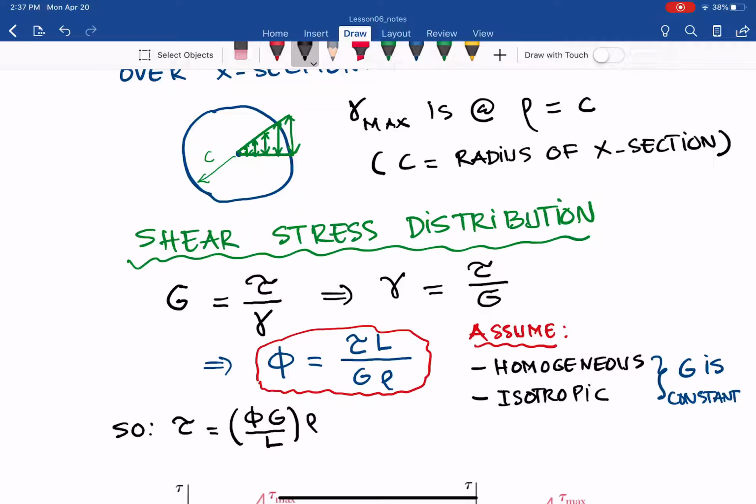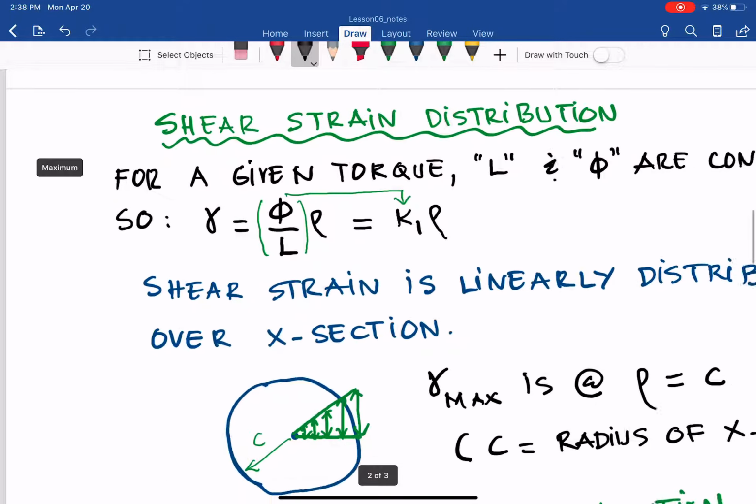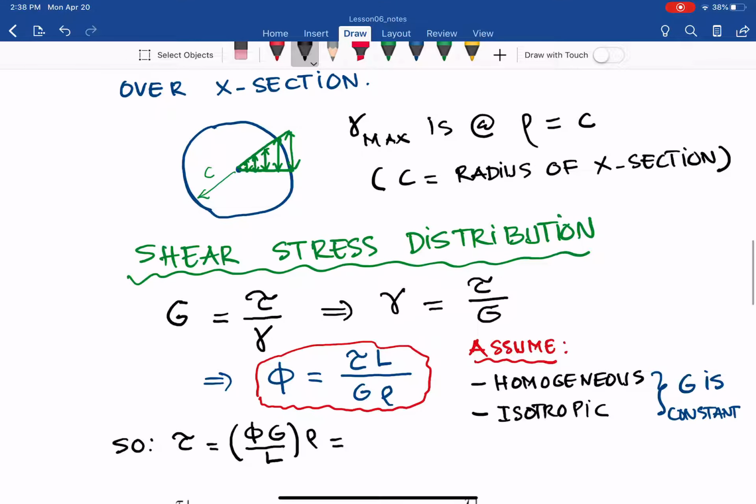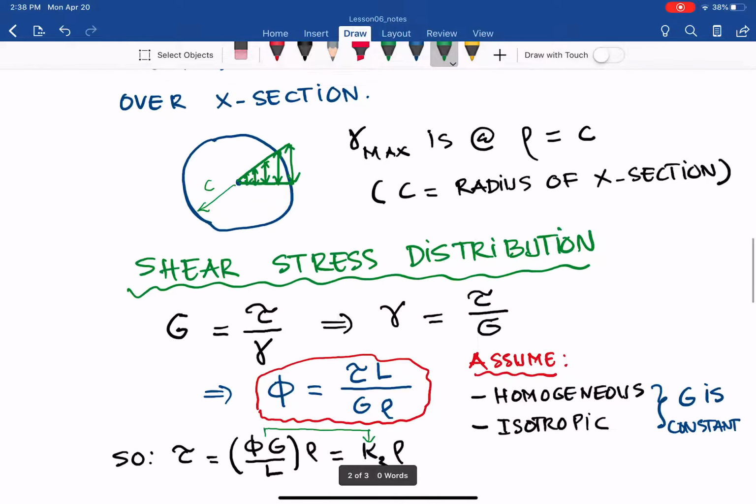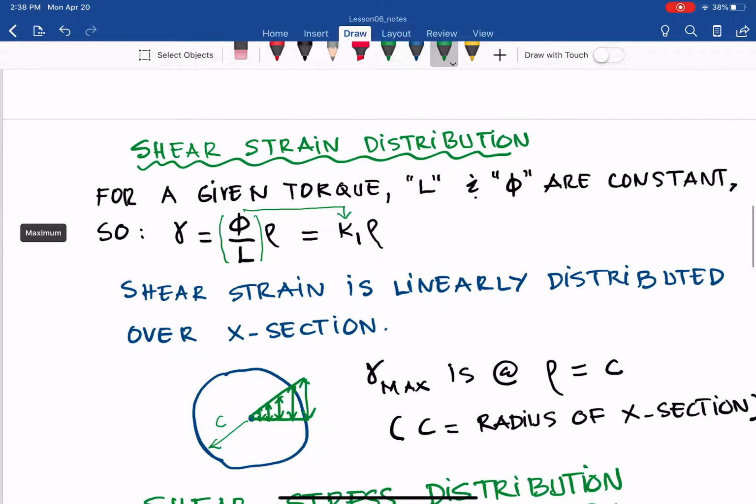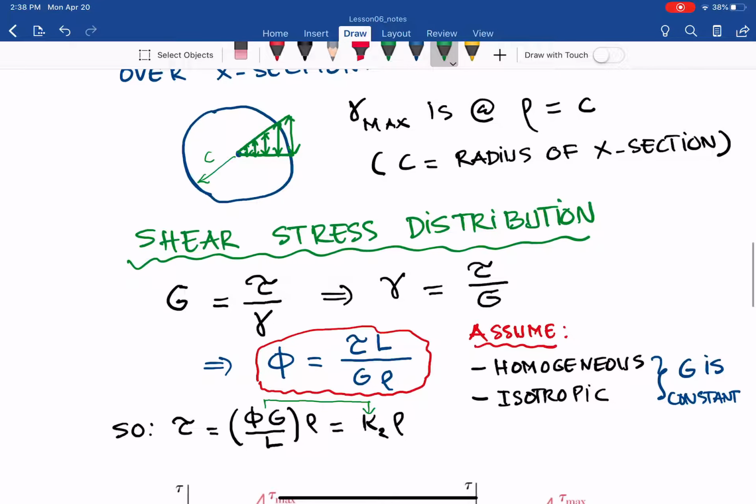And again, as you can see, phi, we already said if one torsion is applied, then phi is constant. The length of the member is constant. G, if we assume the material is homogeneous and isotropic, G is constant. So phi G over L is also constant. Let's make that K2, similar to here where we made it K1. So that whole thing is K2 times rho. So again, you see the similarity with gamma. Gamma equals K1 times rho. We have here tau equals K2 rho.